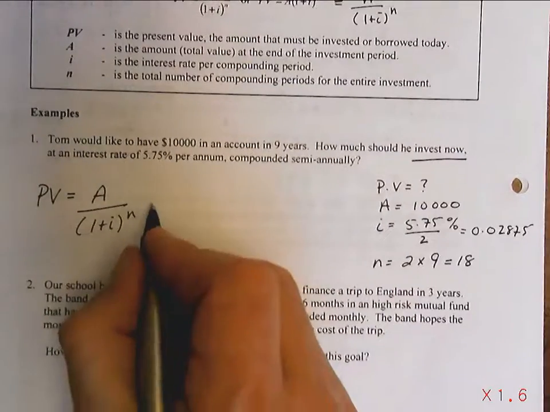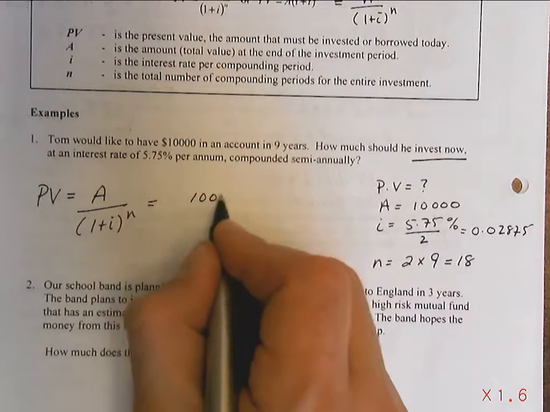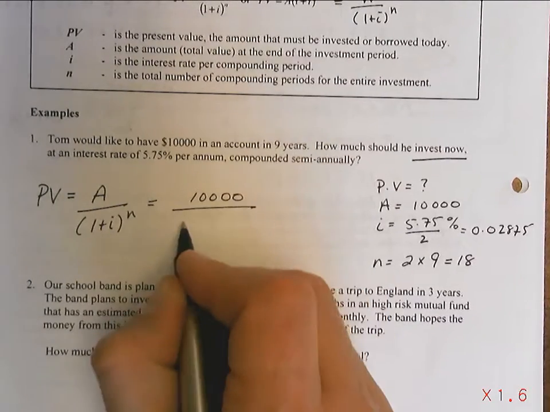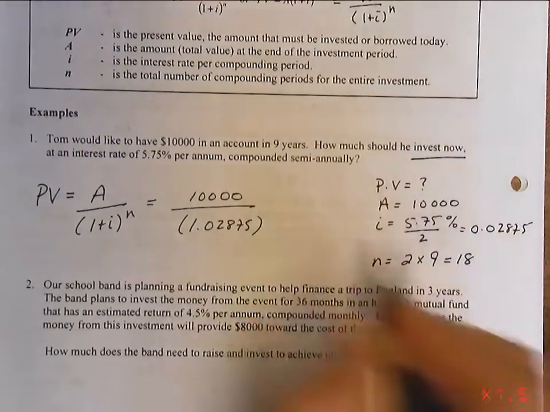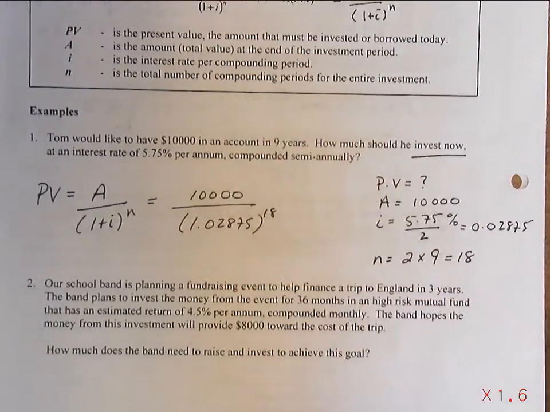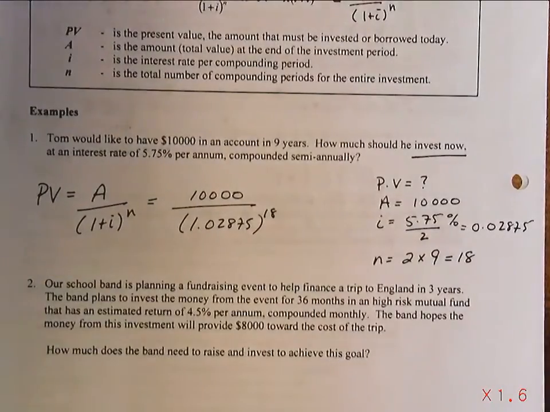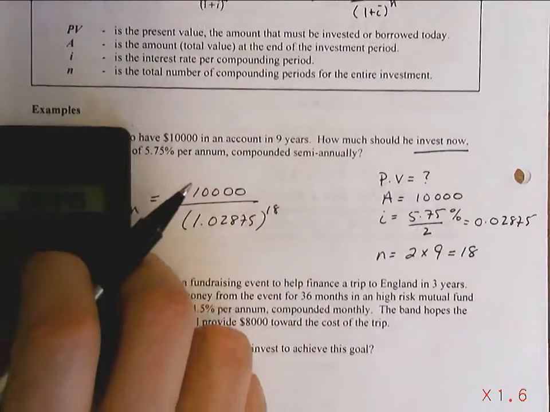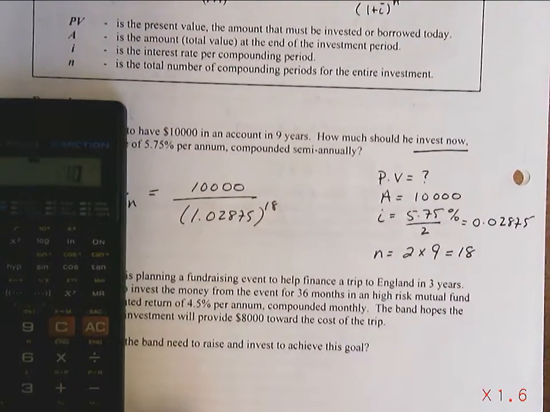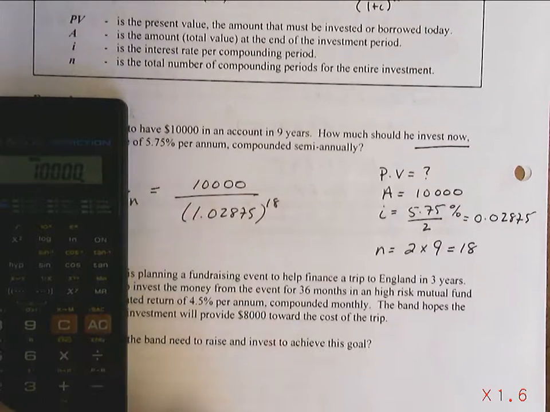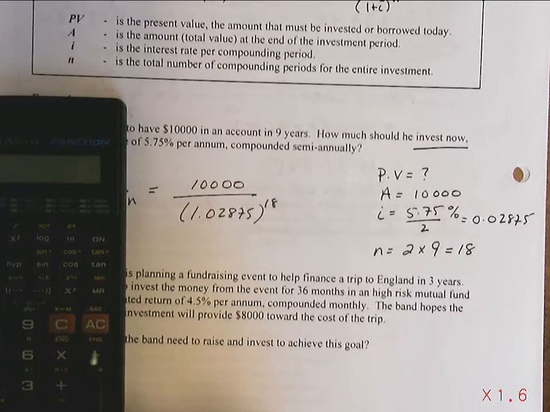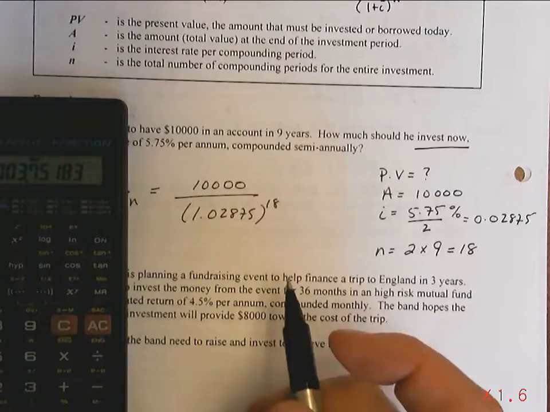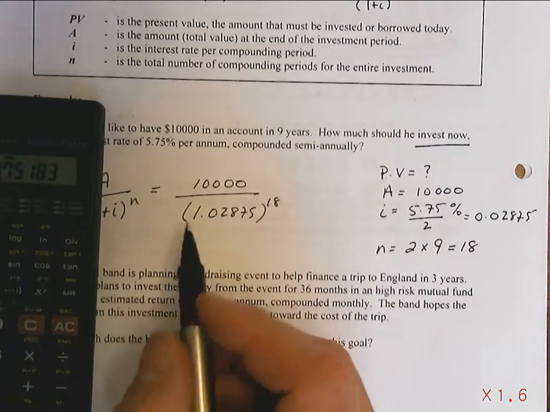Putting our stuff into our formula, we're going to have 10,000 over top of 1.02875 to the 18. So, a couple ways to do this. I can start off with 10,000 divided by 1.02875 to the exponent 18, equals, and we come up with $6,003.75.